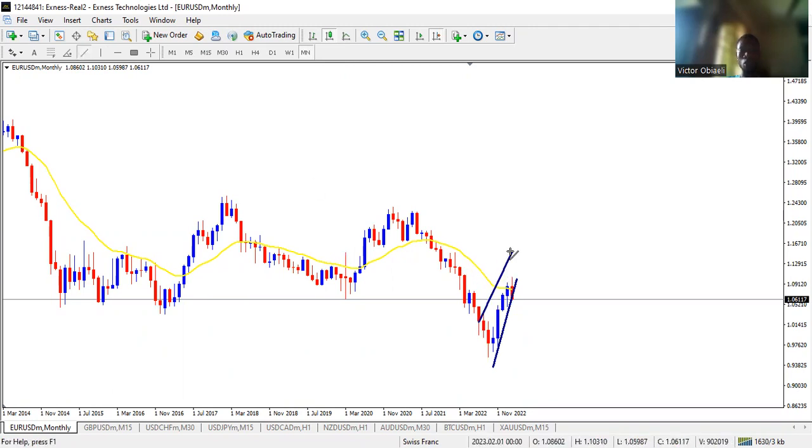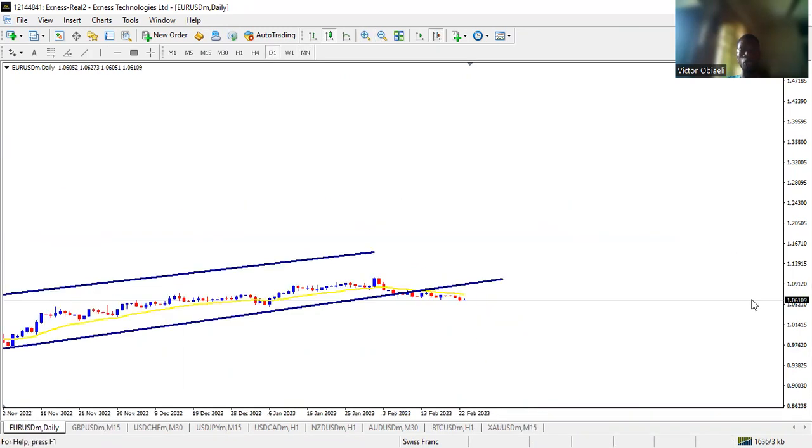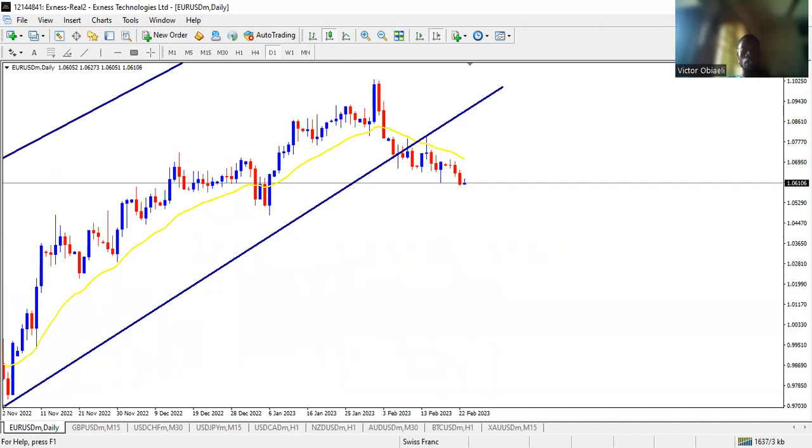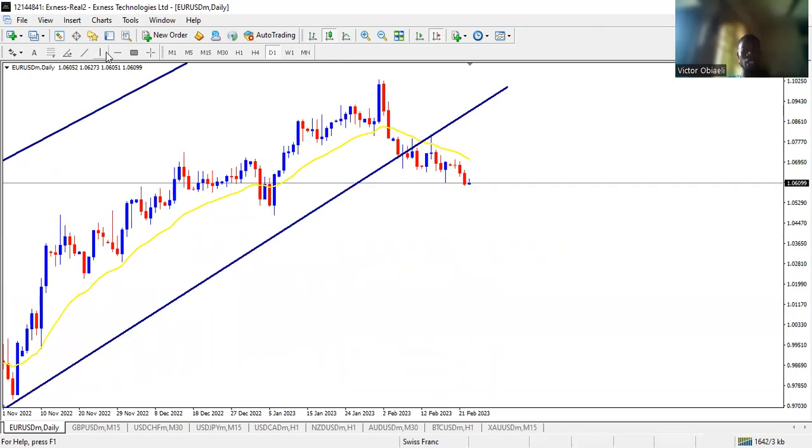I go down to the what? To the daily time frame. So look at it. And what am I looking for? The daily time frame trend. Okay, this is the monthly time frame trend. Now this is the daily.